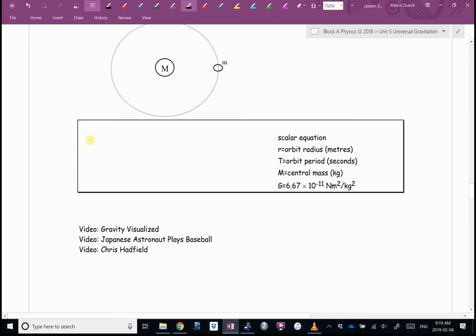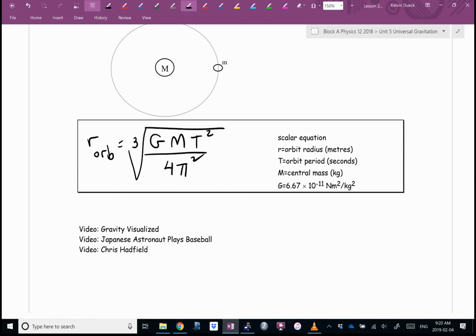If you want to, then you could say this. R orb was equal to the cube root of, what was it, big G, big M, T squared, all over 4 pi squared. Can you double check? Did I copy that out right? Yeah? Have I bothered memorizing that? No, gravity is what's pulling me in a circle. That's my fallback. Again, you can add this to your blue sheet if you really feel you want to. I would encourage you not to and just realize gravity is what's pulling me in a circle.